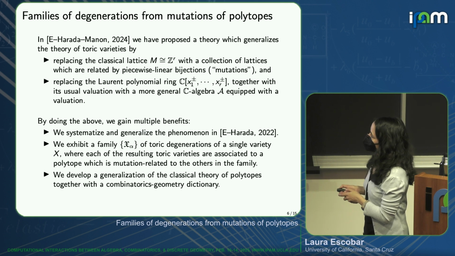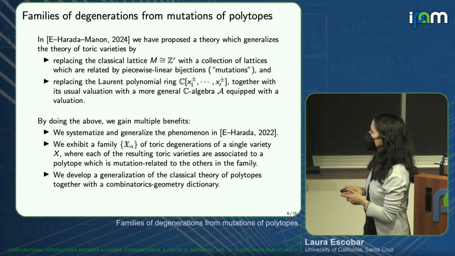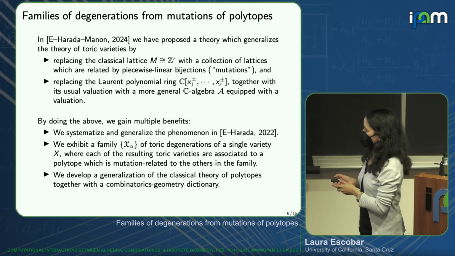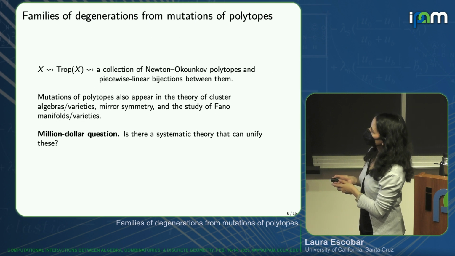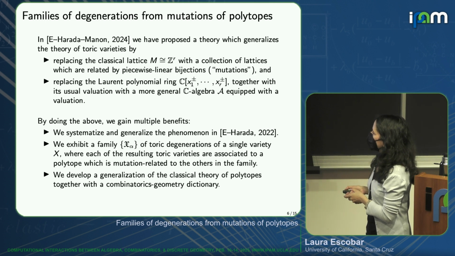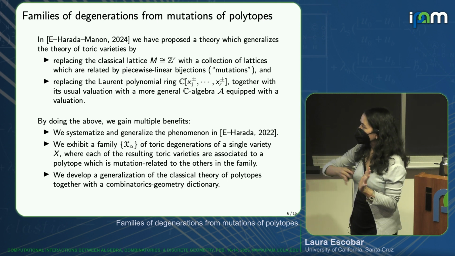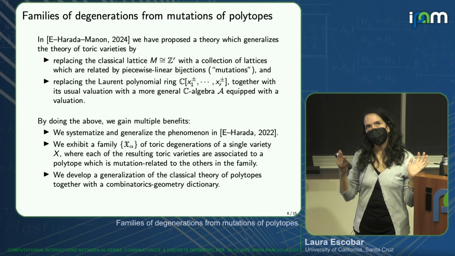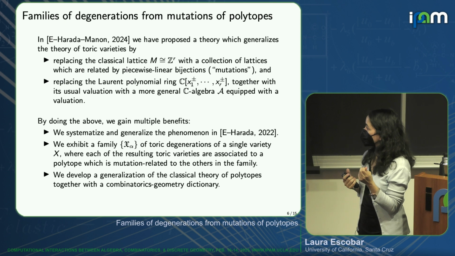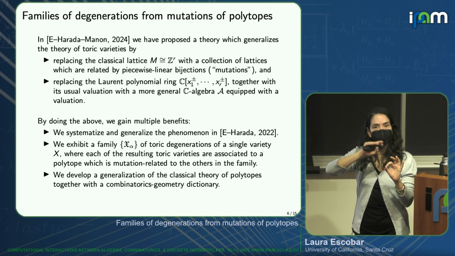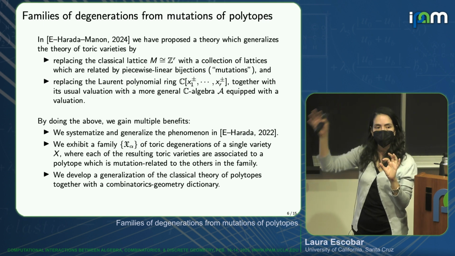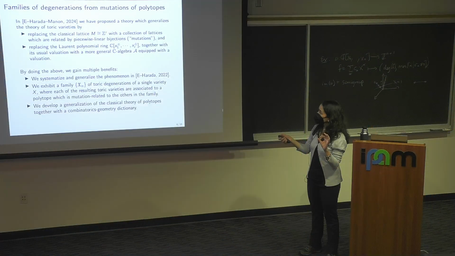And what is nice about this, some of the applications that we have, is that we generalize what we saw in Escobar-Harada, because in Escobar-Harada we just went from here to there, but as I said before, we're going to be going backwards. We exhibit a collection of toric degenerations of a single variety, there are going to be families of families, but anyway. Each of those degenerations has a polytope, and each of those polytopes is related to the other by the mutations that we had before.